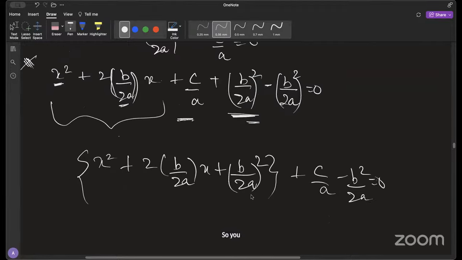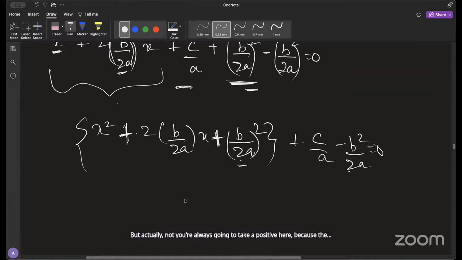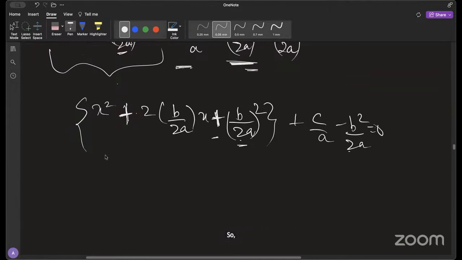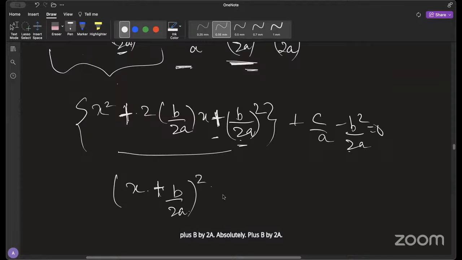So you decide whether to take the positive one or the negative one by the sign of this. Actually, you're always going to take a positive here, because when you take x plus a squared, the square term for a is always positive, right? So this is always going to be positive. So this is the square of x plus b by 2a whole squared. And here you have c by a minus b square by 2a equals 0.